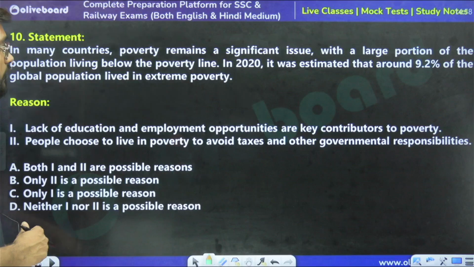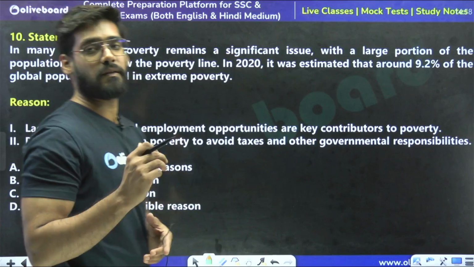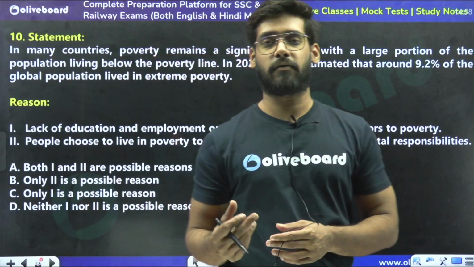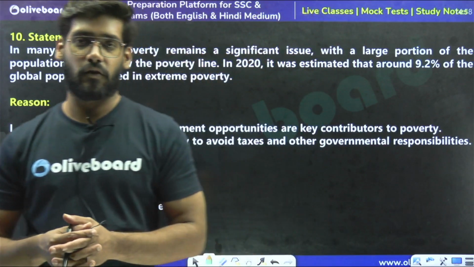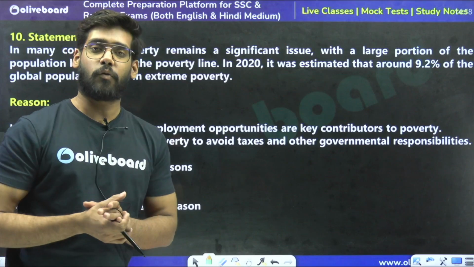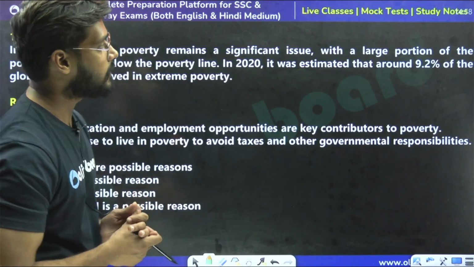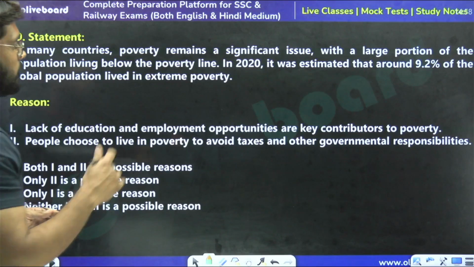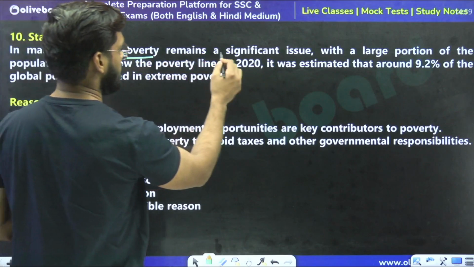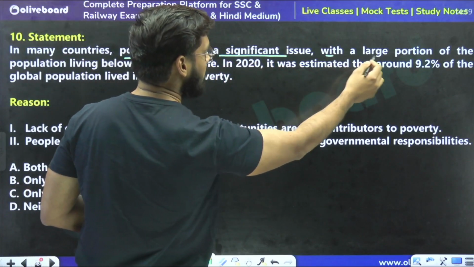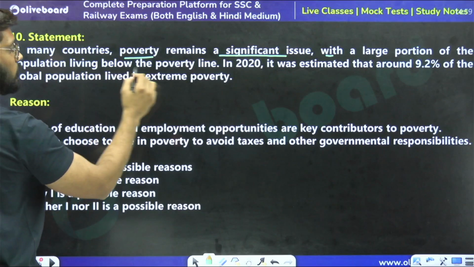Next question, the 10th question on your screen, from statement and reason, which is a part of critical reasoning, very important for the Tier 2 examination, for those who will appear in Tier 2, because they know what kind of paper they have done in the CGL Tier 1. In many countries, poverty remains a significant issue with a large portion of the population living below the poverty line.